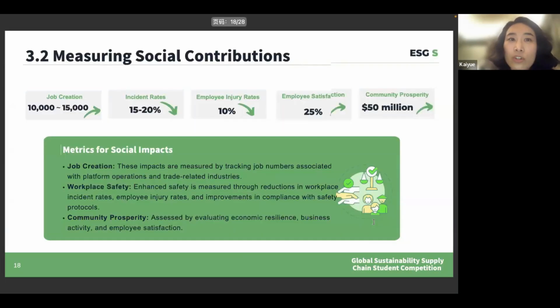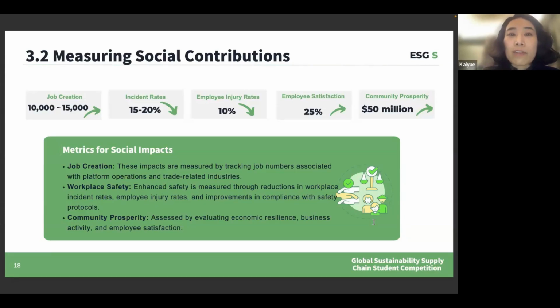To quantify the social contribution, we adopt 5 metrics. We anticipate creating up to 50,000 new jobs at the port and in the local community, enhancing workplace safety by cutting incident rates by 15 to 20%, reducing injury rate by 10%, and increasing working satisfaction by 25%. We also estimate this improvement as a whole can generate $50 million in economic impact. Thank you.